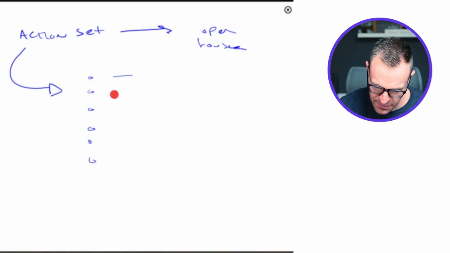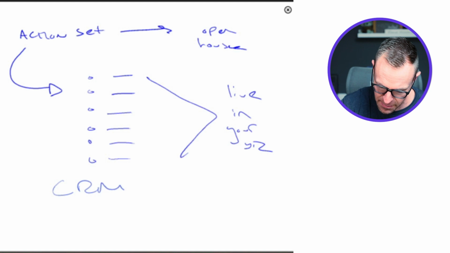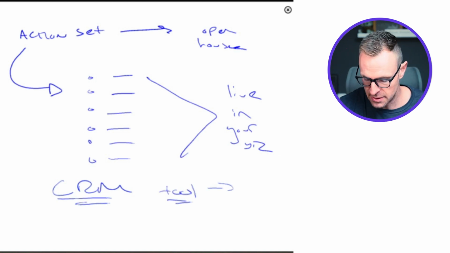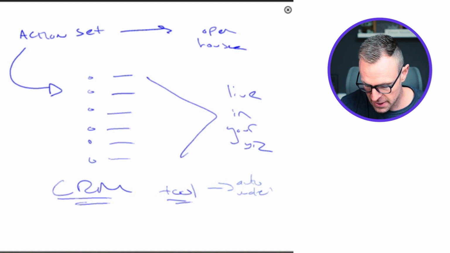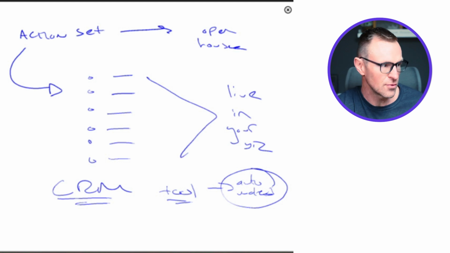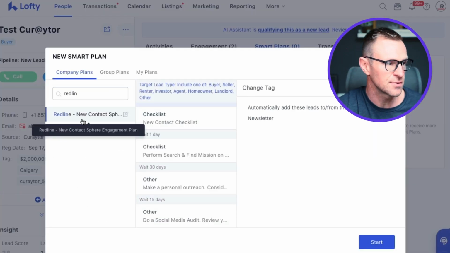So every one of these, if we create a plan that you're going to live in your business, now with a proper CRM, you have a tool that allows you to create it and have it automated. And that is so key for an agent's success, especially as we meet more and more people. You know, what I did for Redline is I created a simple new contact sphere plan.